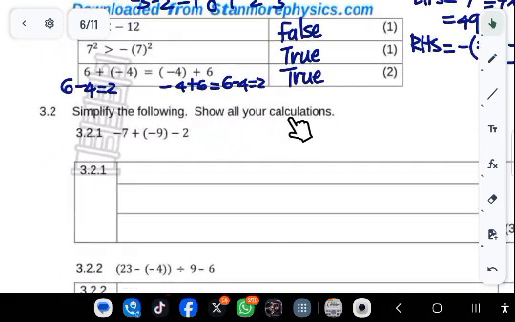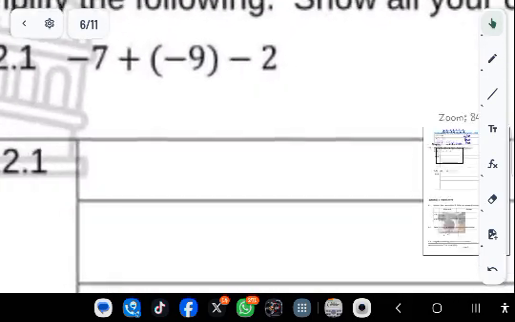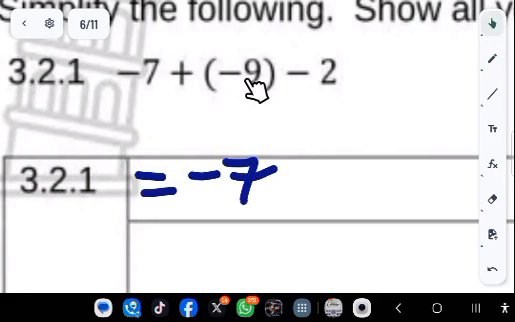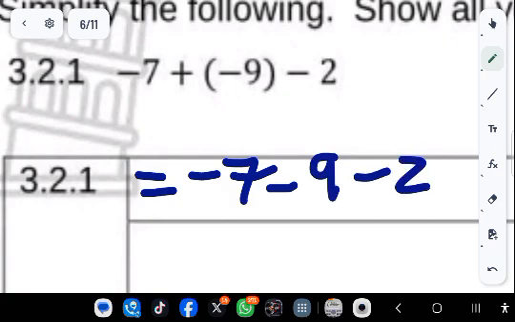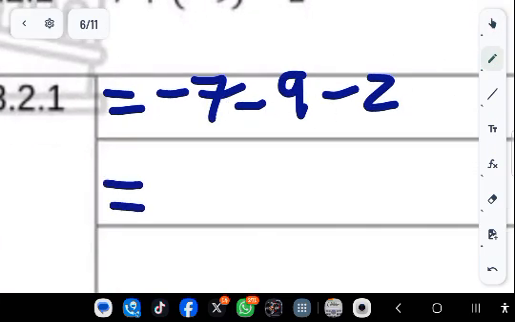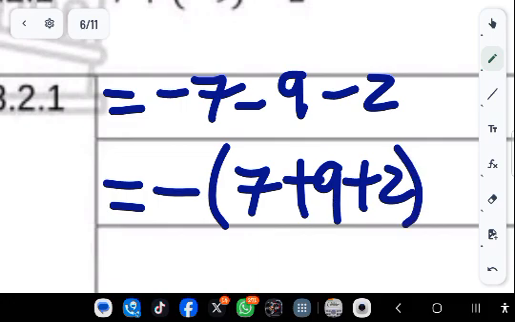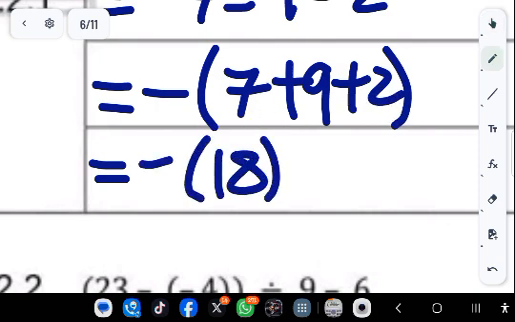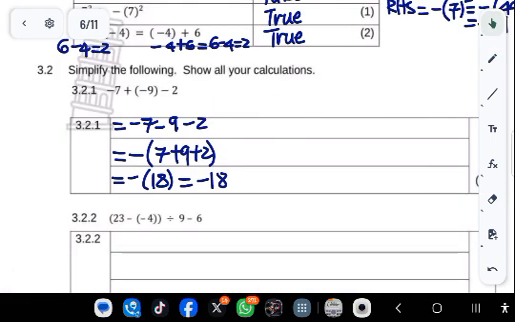Next, simplify the following. Show all your calculations. All right, this is how we simplify. This is equal to -7 plus negative is the same as -9 minus 2. Now all of these have got negative in front of them, so put the minus in front and then add inside the bracket, because that's the answer we're going to get, except it will be with a negative. So 7 plus 9 plus 2. 9 plus 7 is 16. 16 plus 2 gives us 18. So that will be minus in bracket 18, which is simply -18, and that's the answer.